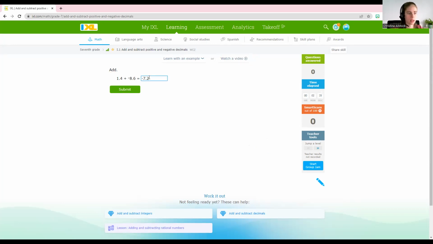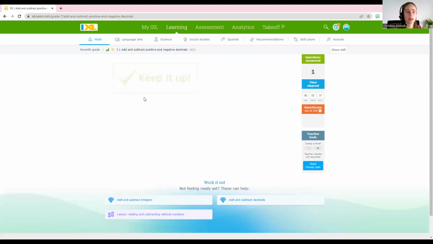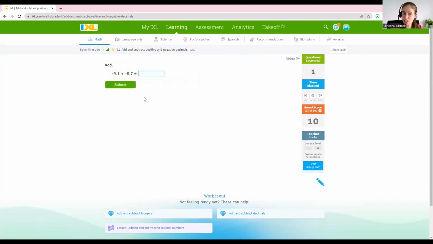And if we enter that in, make sure you have the proper sign. It will show us that we're correct and we'll get a new one. All right, next up, negative 9 1/10 plus negative 8 7/10.